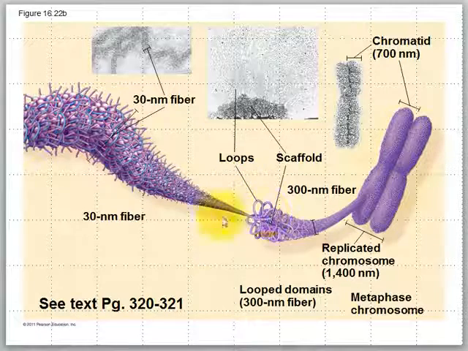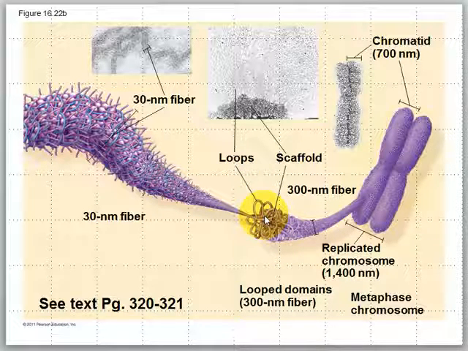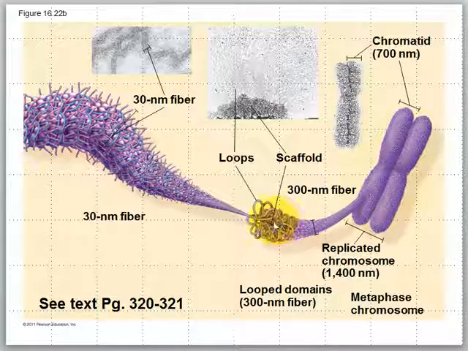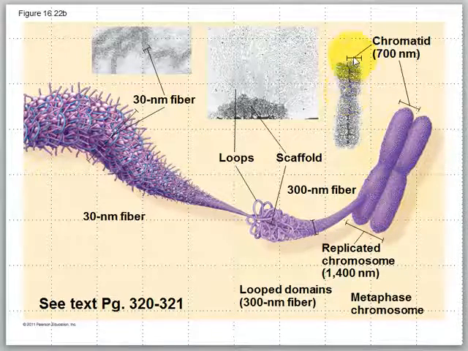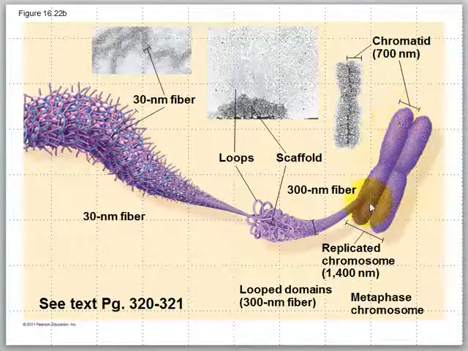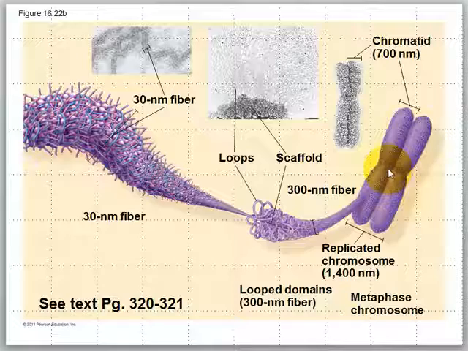This loop formation further compresses or packs the DNA, and those looped domains, as they're called, eventually form what we see when we look in the microscope at a karyotype. So in a karyotype, we may be looking at this. We have the two chromatids that make up the chromosome, or the replicated chromosome. Each one of these is a chromatid, and when they're connected together, they're called sister chromatids.